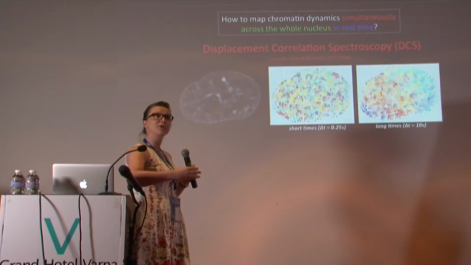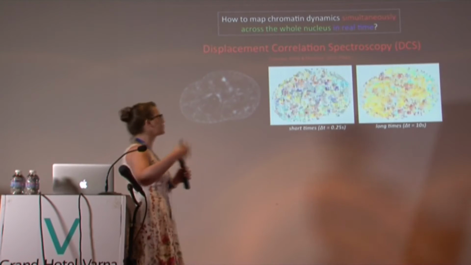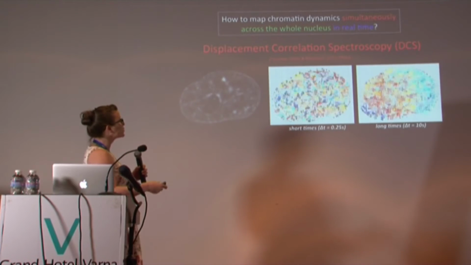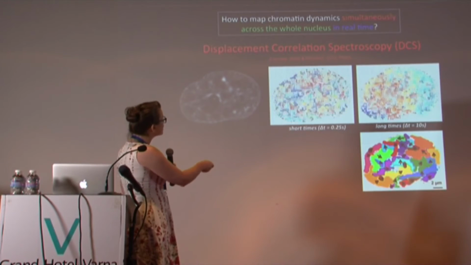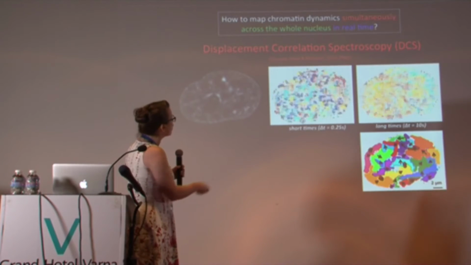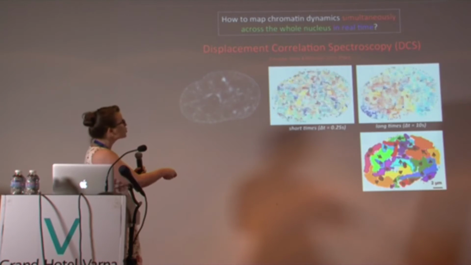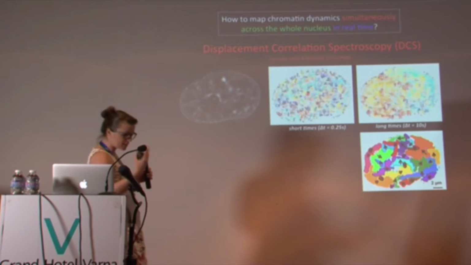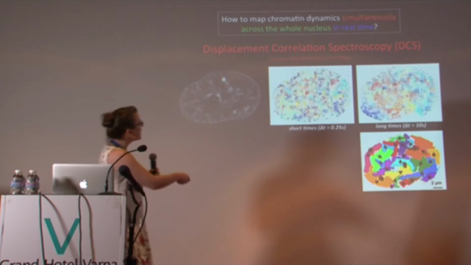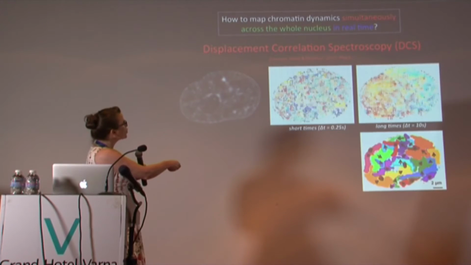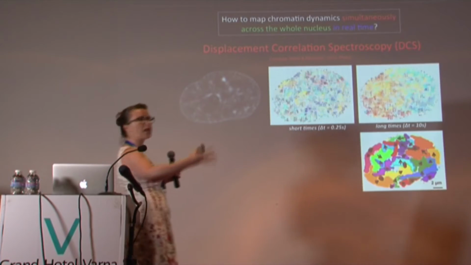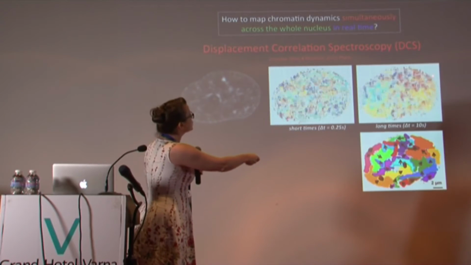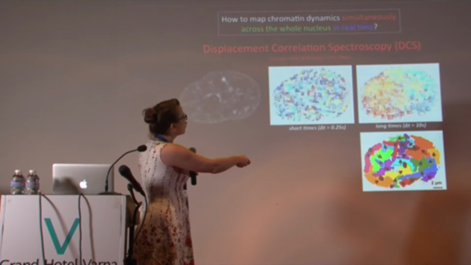So we can vary the interrogation window, which gives the method its spectroscopy nature and allows us to map basically the dynamics on different time scales, as here short and here long time scale. What we found with that was this very striking result: at short times, the motion of chromatin is truly uncorrelated. It seems to randomly jiggle, whereas at long times we start to see these regions of coherent motion.